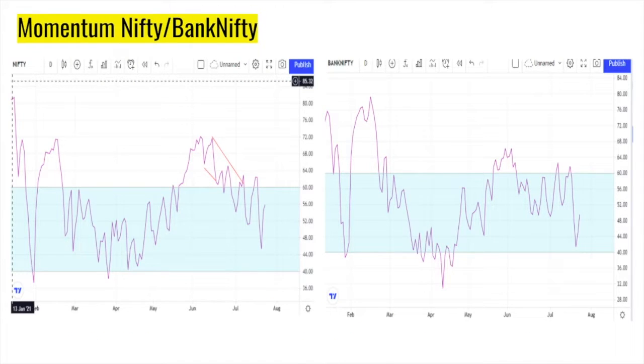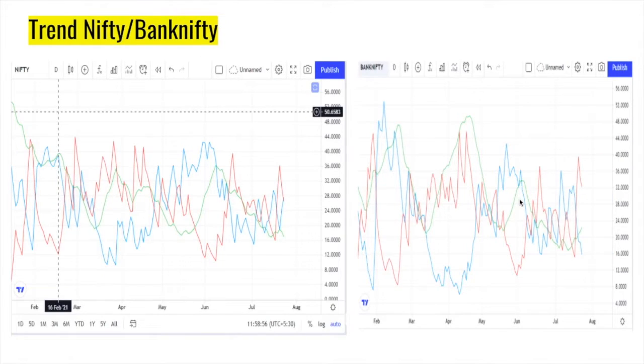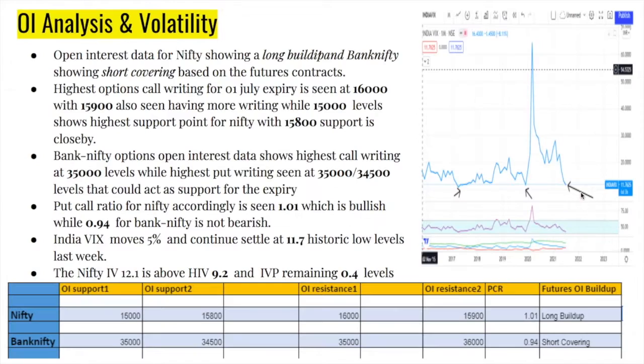Let's move ahead. So this is exactly what we talked about. We are in the sideways on both Nifty and Bank Nifty on the daily. Trend also has turned. We crossed over to the bearish here. We had already crossed over earlier in the Bank Nifty. Left is Nifty, right is Bank Nifty.